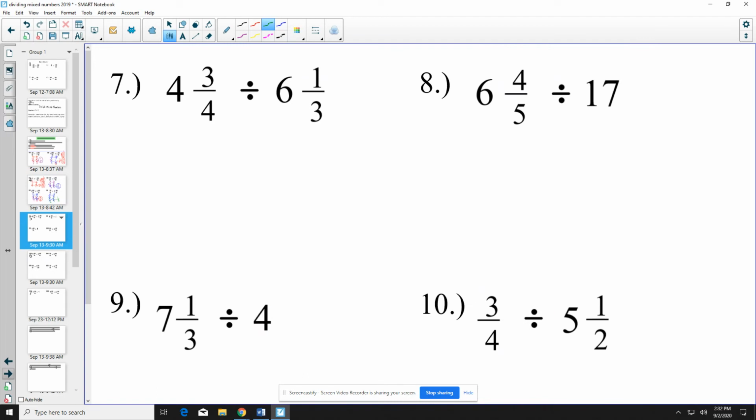Okay, look at number 7. Write in your notebook, 4 3/4 divided by 6 1/3. Okay, first step, make them improper. Go ahead and make them improper on your paper.